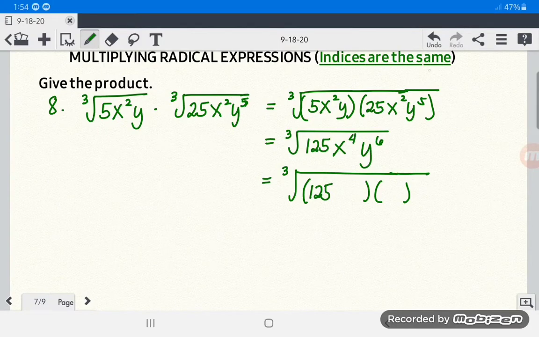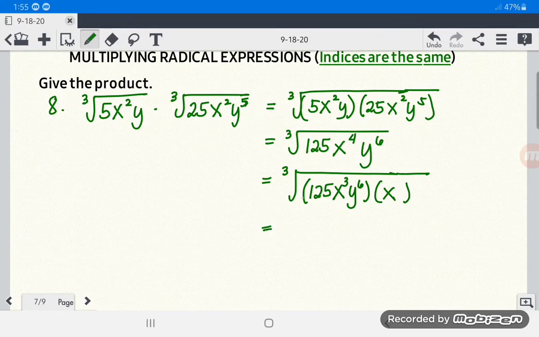125. Then, for x variable, so you're going to look for a number less than 4, which is divisible by the index 3. So we have x cubed. Okay? Then the remaining x raised to the 1st power, you have to write it here on the non-perfect cube factor. Then y raised to the 6th power. So 6 again, 6 can be divided by 3, so that is a perfect cube.